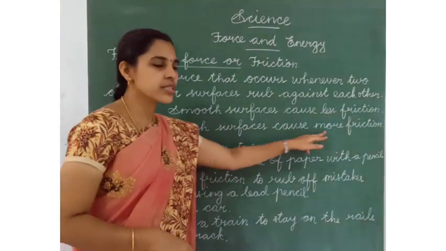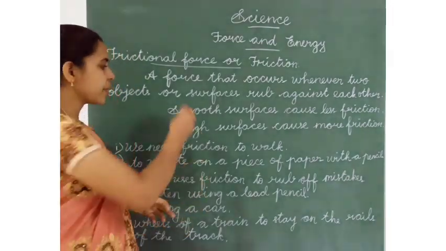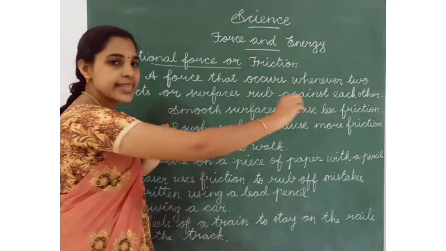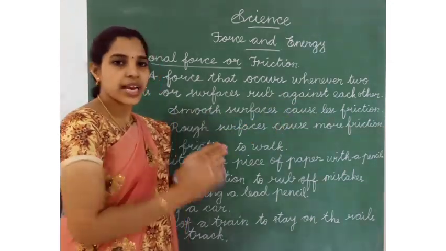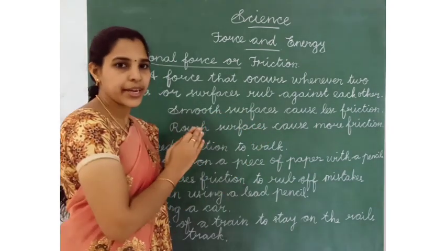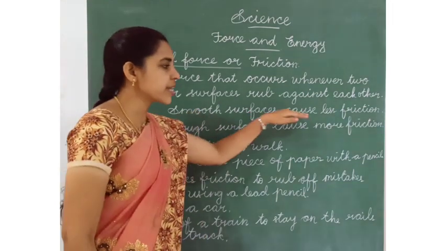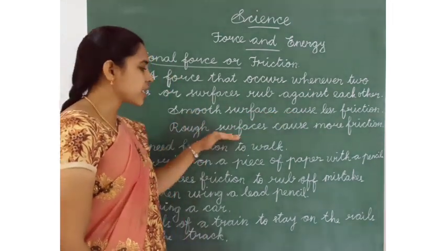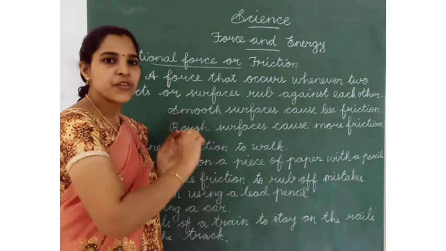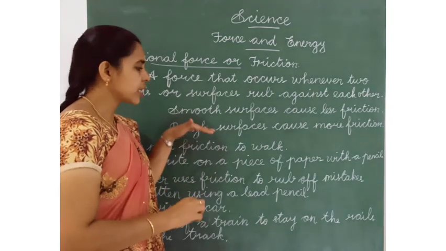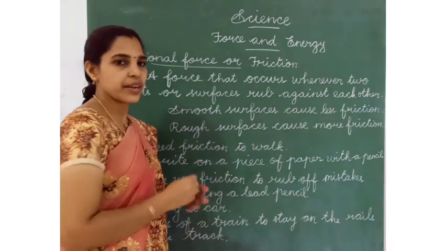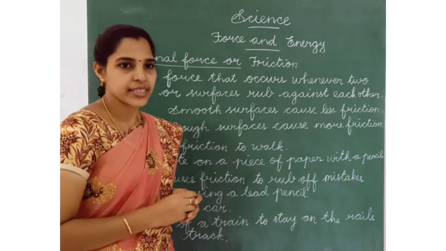Rough surfaces cause more friction. See, when I am writing on the board, it is a smooth board, so I can write easily. So there is less friction. I will not stop to write. Otherwise, at each word I would stop my writing. Rough surfaces: if the board is not clear, if the board is damaged, it is very difficult to write. So rough surfaces cause more friction. I need to stop everywhere. It is difficult to write.